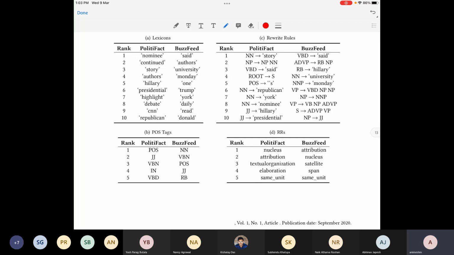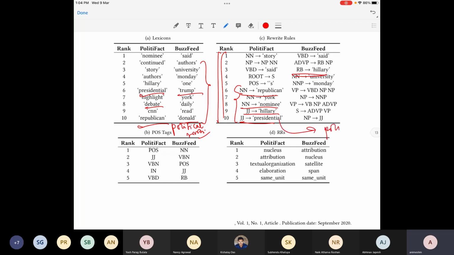So for instance, in both the cases, you find words like presidential, debate, Republican, Donald, Trump, etc. So these are all political words which are important in deciphering whether something is a fake news or not. Here again you have rewrite rules, and among the top 10 rewrite rules, you find many rewrite rules which are actually indicative of politics.